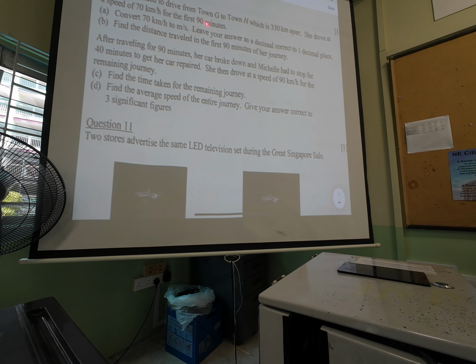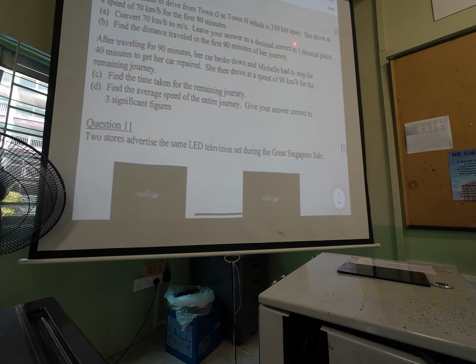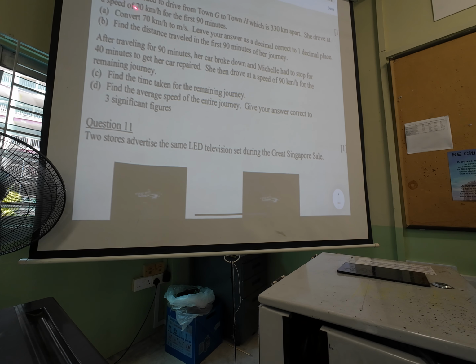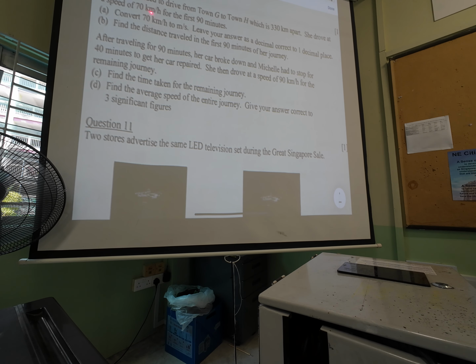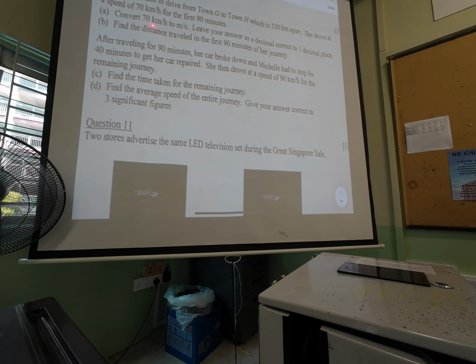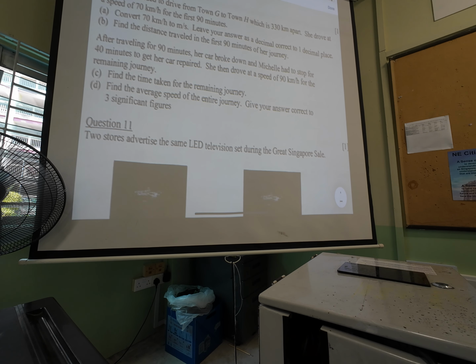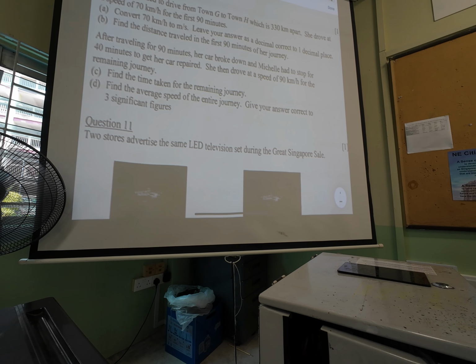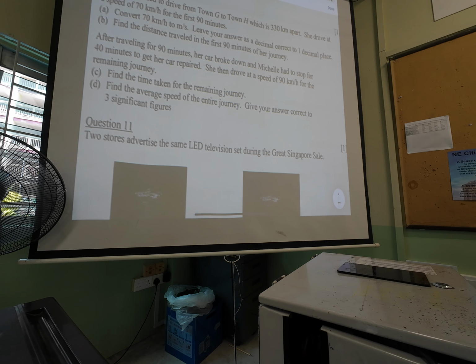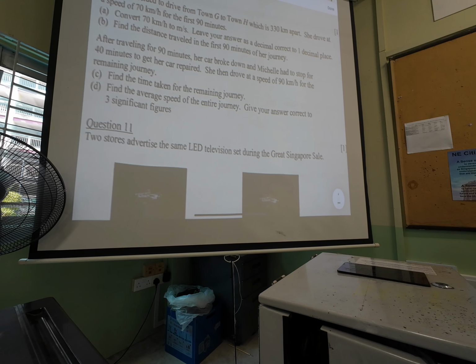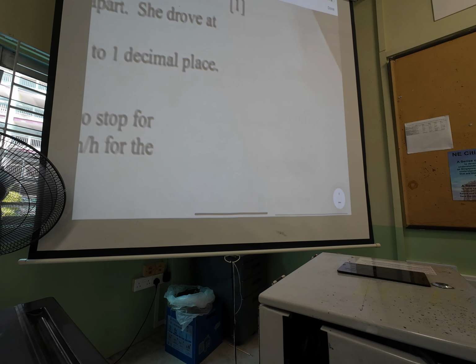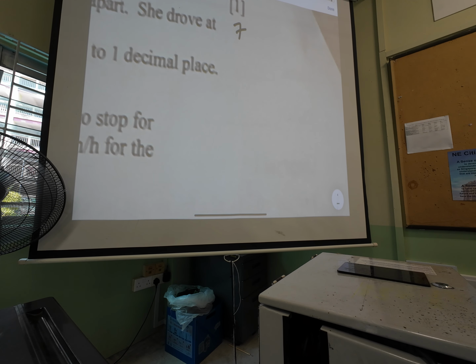Michelle decided to drive from town G to town H. Town G to town H, 330 kilometers apart. She drove at a speed of 70 kilometers per hour for the first 90 minutes. Then first part, convert 70 kilometers per hour to meter per second. Important, your exam, your WA3 will also come out, conversion. 70 kilometer per hour to, sorry, to meter per second.